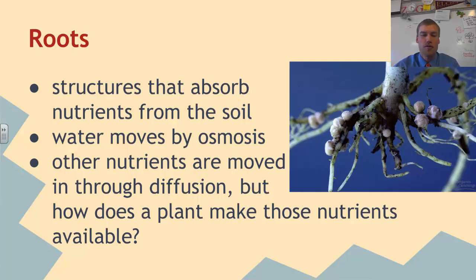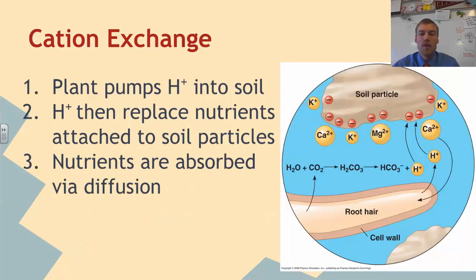Other nutrients are moved in through diffusion, but how does a plant make those nutrients available? Because sometimes those nutrients are locked up in soil particles. Well, they use this technique called cation exchange. This is how they get positive ions into themselves.